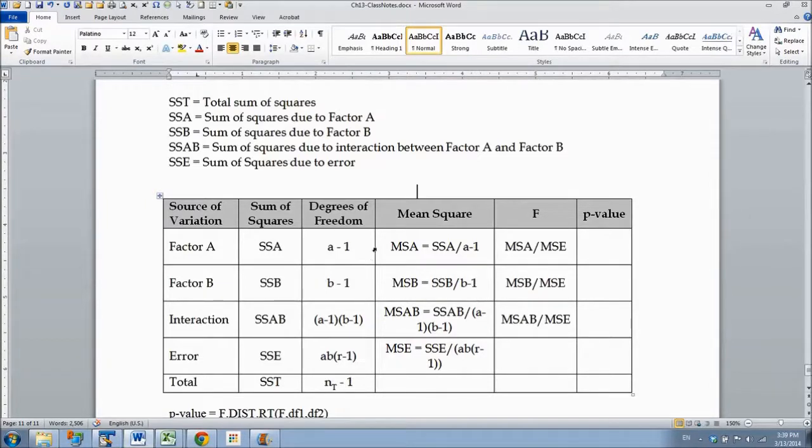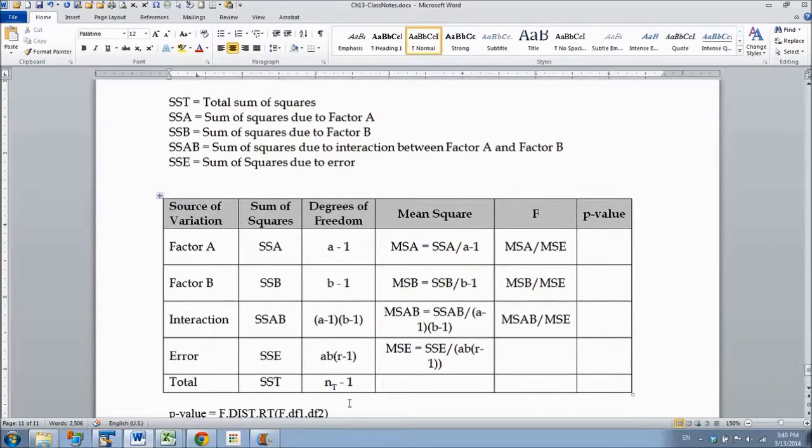Now we have three hypotheses: factor A is significant or not, factor B is significant or not, and interaction is significant or not. So for each of these three tests, you take the corresponding mean square divided by the MSE. MSA over MSE will give you the F statistic for the first hypothesis, whether factor A is significant or not. MSB divided by MSE is the F statistic for factor B, and MSAB divided by MSE is the F statistic for interaction.